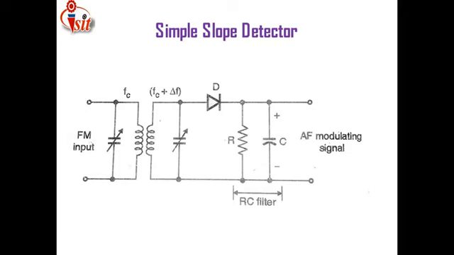That means our next task is to overcome those drawbacks, and we are going to overcome them by inventing the next circuit. Then what is the next circuit implemented to overcome these drawbacks? That circuit is named the balanced slope detector. Okay, that means by using the balanced slope detector we are overcoming the drawbacks introduced by the simple slope detector.